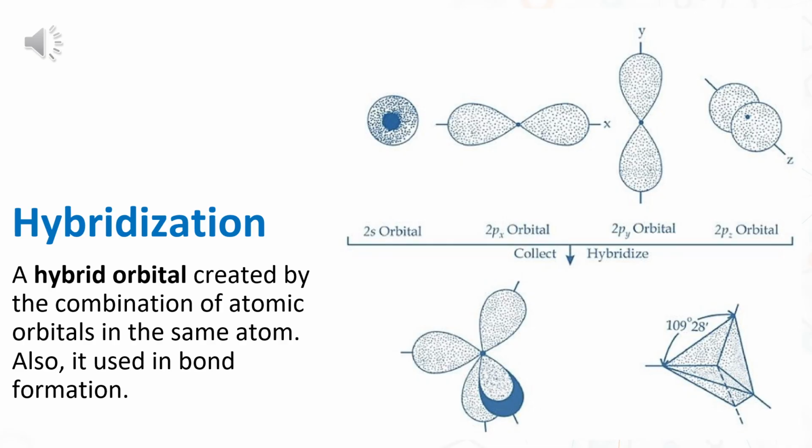Next, let's have the hybridization. This image explains what hybridization is: the process where atomic orbitals like 2s and 2p of the same atom are combined to form new hybrid orbitals. This hybridization explains how atoms rearrange their orbitals to form strong directional bonds and predictable molecular shapes.